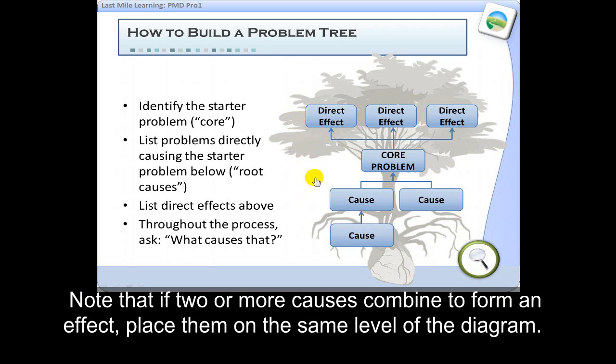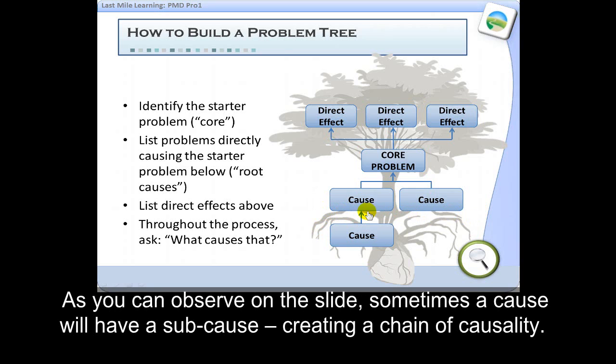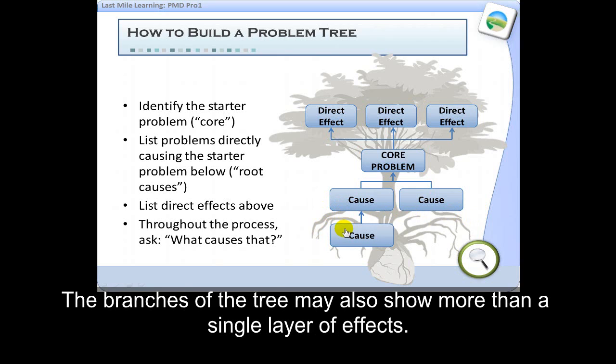Note that if two or more causes combine to form an effect, you place them on the same level of the diagram. As you can observe on the side, sometimes a cause will have a subcause, creating a chain of causality. The branches of the tree may also show more than a single layer of effects.